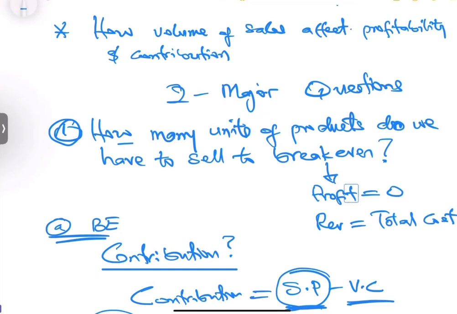Because in most of the questions, they will not give you contribution. Most times they will give you fixed cost. Almost all the questions, the only thing they will be giving you is fixed cost. So if you know your fixed cost, then you already know that to break even, you have to have a contribution that is equal to that figure. And if you know that, it's easier for you to break it down into the number of units that you have to sell to make that contribution.